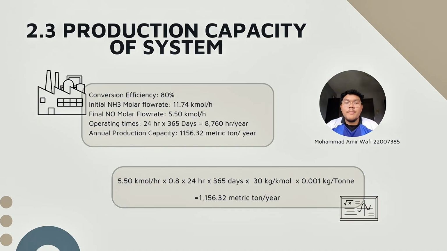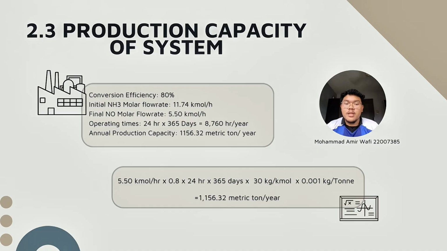Our system operates at 80% ammonia conversion efficiency to ensure a high yield of nitric oxide. The initial ammonia flow rate is 11.74 kmol per hour, which will produce 5.5 kmol per hour of NO after conversion. Since the plant runs 8,760 hours per year, the total annual production is 1,156.32 metric tons of NO. This production scale is ideal for medium-sized industrial application.